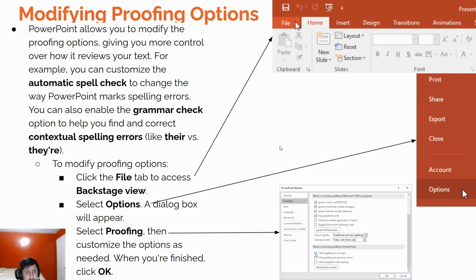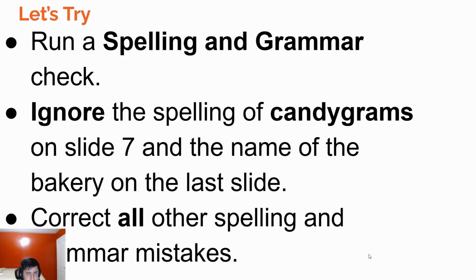We can also change the way our proofing or automatic spell check works. And we do this by going to the backstage view, going to options, and then selecting proofing, and then selecting what you want and don't want.